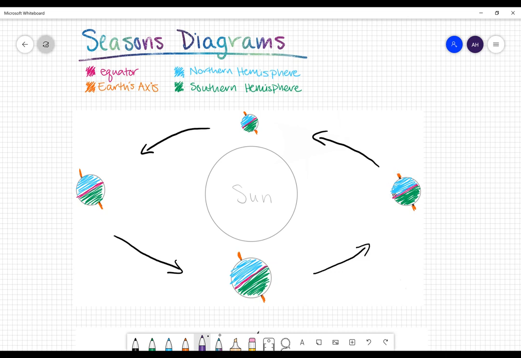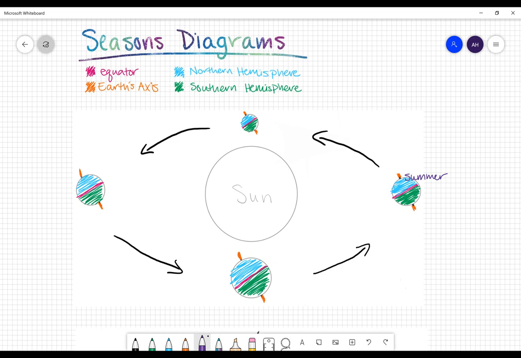So the Northern Hemisphere right here is tilted towards the sun currently. So if it is tilted towards the sun, it's going to be the warmest season that we experience, and that is going to be summer. So that is summer in the Northern Hemisphere, okay? And that's just for the Northern Hemisphere, and we'll come back and do the Southern Hemisphere in a second. All right, now that I've got one season labeled, I can use my prior knowledge and go ahead and label the rest of them, okay?